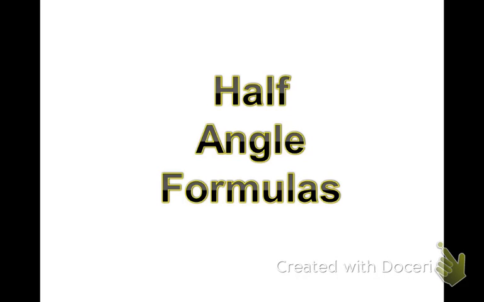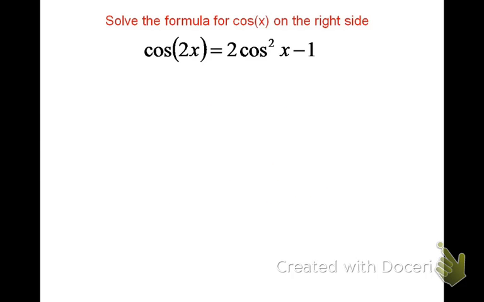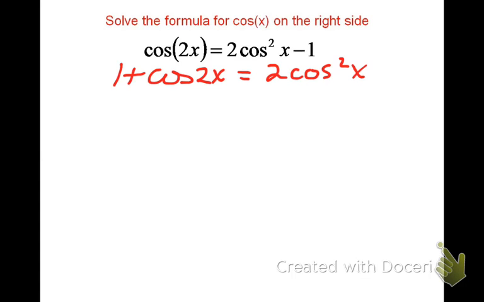The next set of formulas that we will use are the half-angle formulas. Using one of the double angle formulas for cosine, let's solve for the cosine of x on the right side of the equation. First, I'm going to add 1 to the other side. Then I'm going to divide both sides by 2.